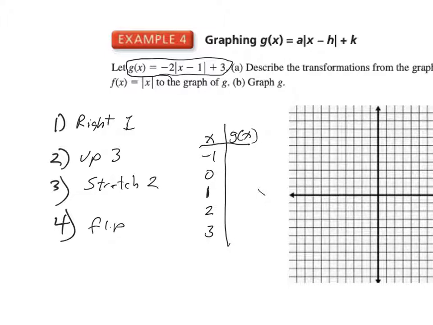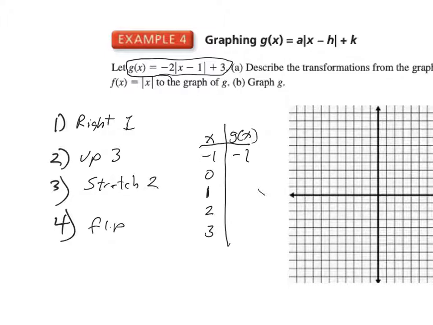So let's go ahead. This is going to be a nightmare plugging this in, isn't it? Let's see how we do. So for -1: -1 minus 1 in the absolute value sign makes -2. The absolute value of -2 is 2. 2 times -2 is -4. -4 plus 3 is -1. All right, let's try the next one.